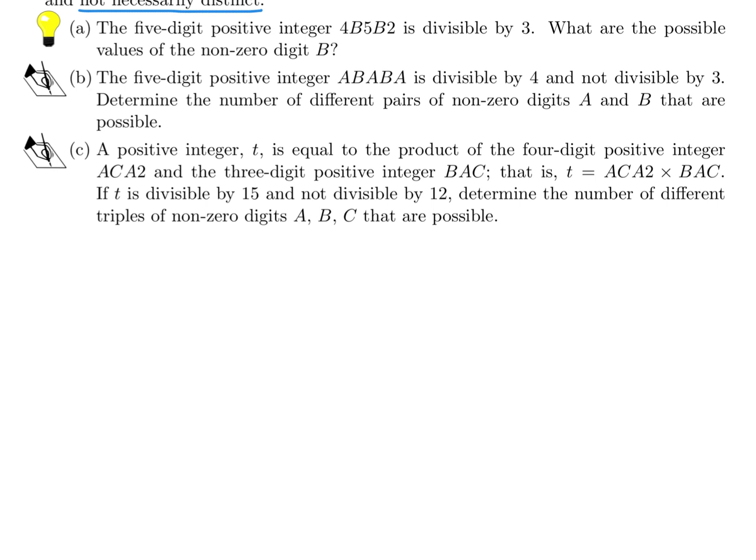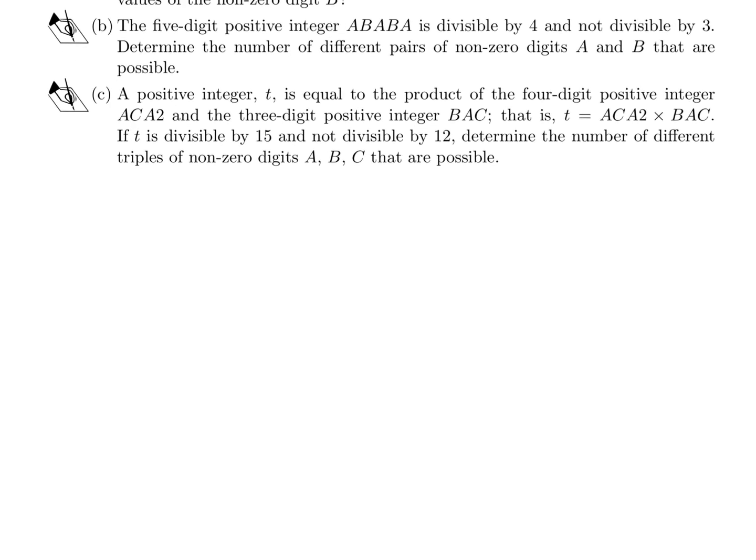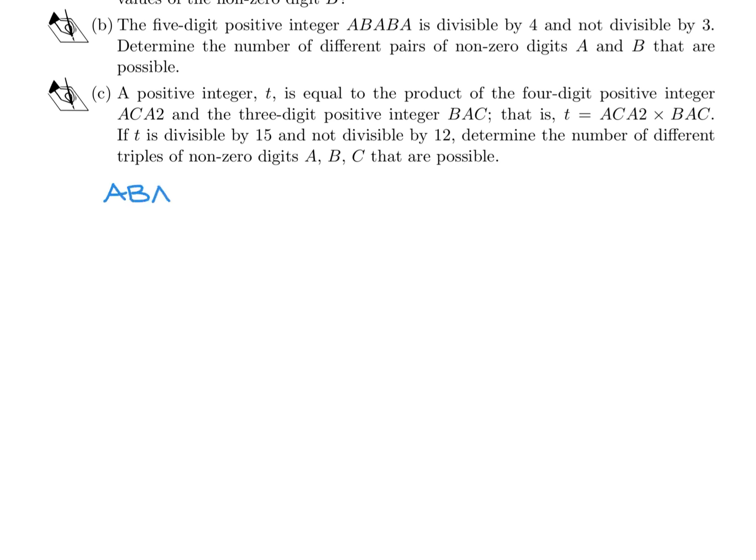The 5-digit positive integer ABABA is divisible by 4 and not divisible by 3. Determine the number of different pairs of non-zero digits A and B that are possible. All right. Okay, so I've got ABABA, and it is divisible by 4. Okay, so that's the first criterion, but not divisible by 3. Okay, all right.